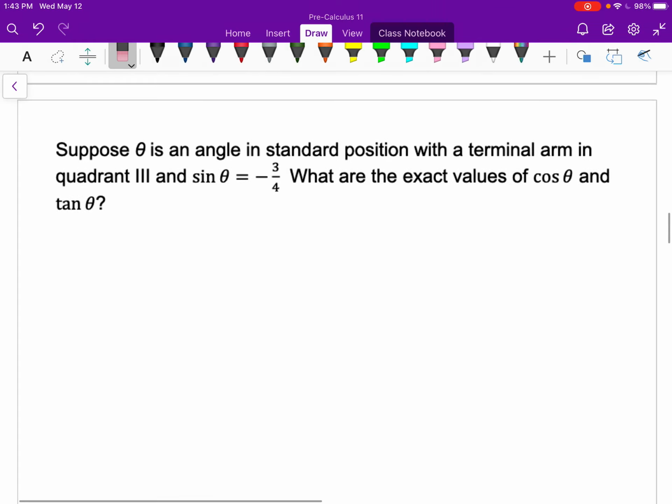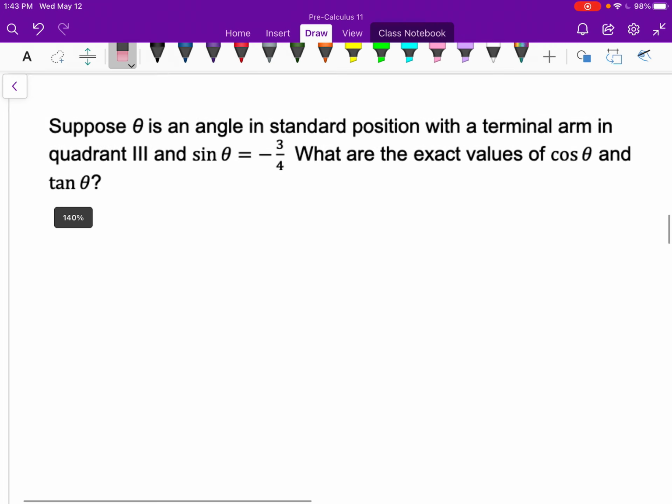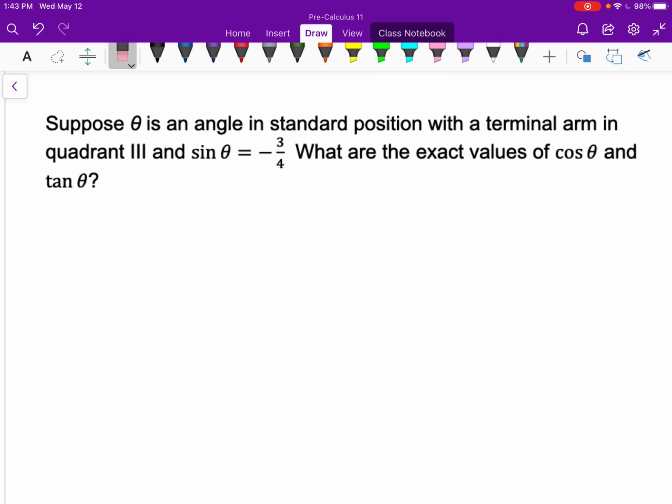Okay, what about this? And again, the hard part about all of this is not the calculations. It's how abstract this is. Suppose theta is an angle in standard position with a terminal arm in quadrant 3 and the sine of theta equals -3/4. What are the exact values of cosine and tangent? Okay, so again, what does this mean? Let's start by visualizing what we can.